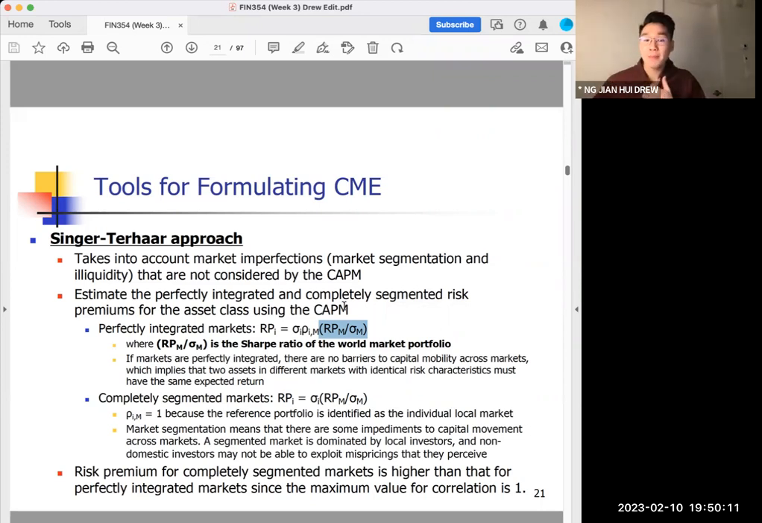Now, in a very segmented market, what happens is that whatever is local remains local. So for example, you can only buy Singapore stocks, and that's all. If you are in Singapore and you're buying Singapore stocks, then your correlation is 1, because there's no different correlation between different markets. And so when a market is completely segmented, that's where you omit the correlation component. All right, so there's nothing here. So these are two extremes: perfectly integrated or completely segmented.